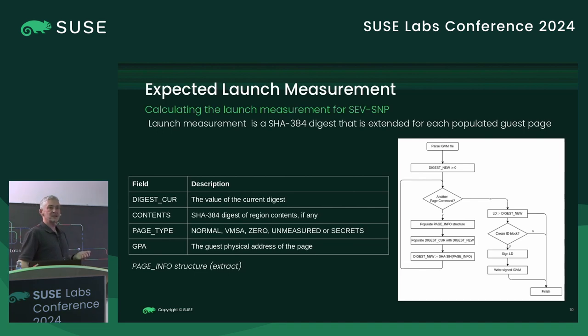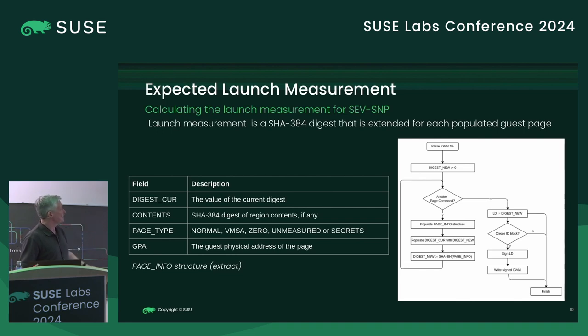So the IGVM measure tool is a way to do that. Once you've created your file, you can run the IGVM measure tool on it. It will spit out a launch measurement, and then that should be what you see in your attestation report once you've loaded it in a guest. So this is the process that SEV uses for calculating the measurement.